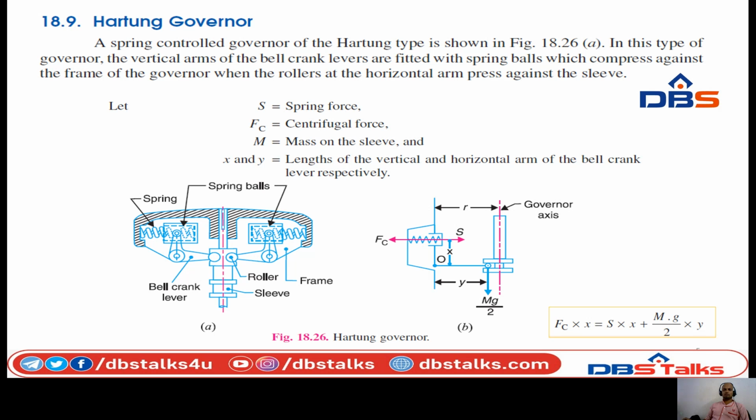So let us find out the relation. Let F be the spring force, Fc be the centrifugal force, and m be the mass of the sleeve, and x and y be the lengths of the vertical and horizontal arms of the bell crank lever respectively.